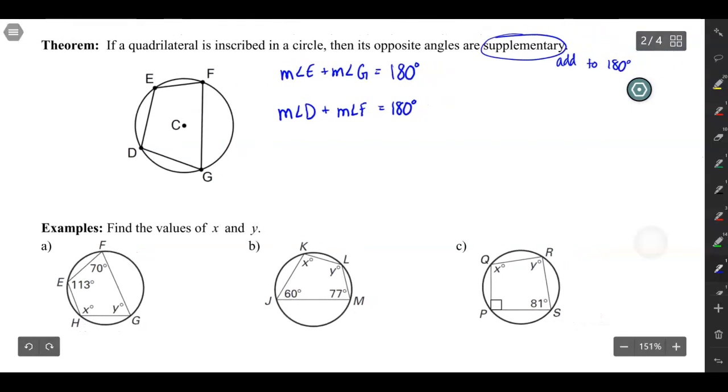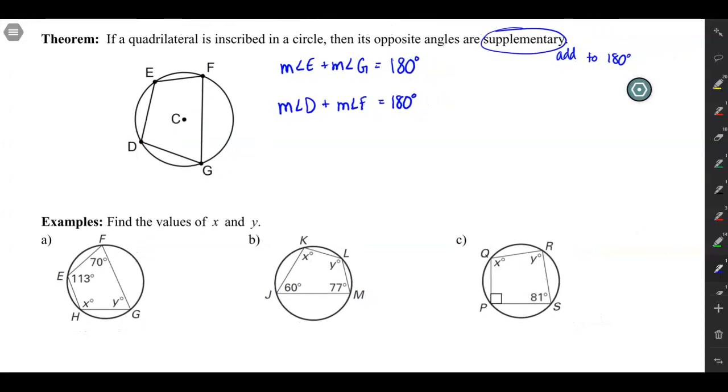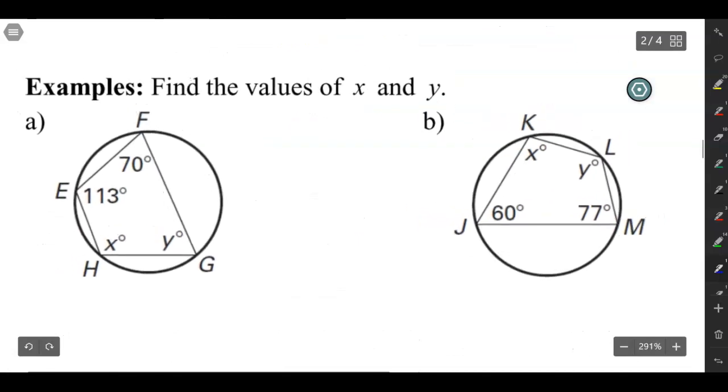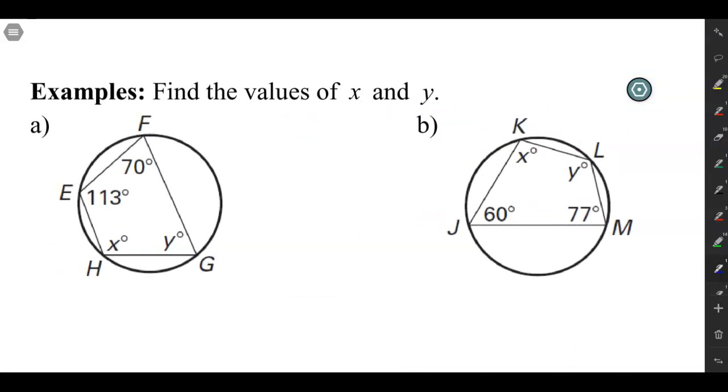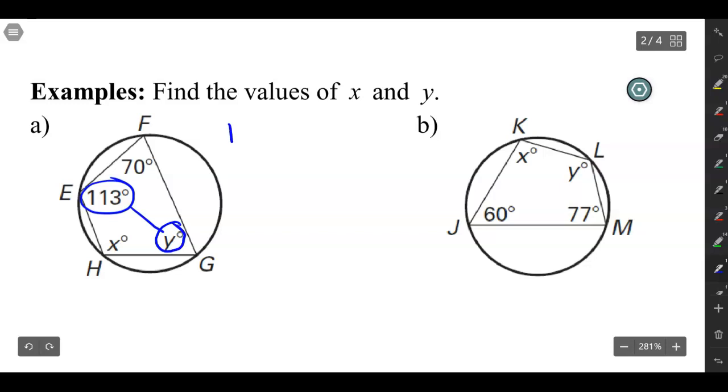Go ahead and solve some problems like this. So if I'm looking at example A down here, I have an inscribed quadrilateral because all of the corners, or all of the vertices, are laying on the circumference of the circle, which means I know that the opposite angles are going to add up to 180. So 113 and y, those go together, and added together they give you 180 degrees. So let's just solve for y really fast.